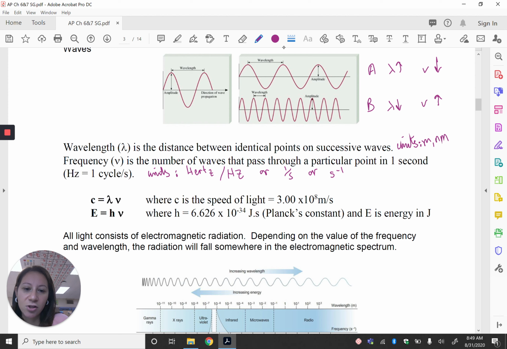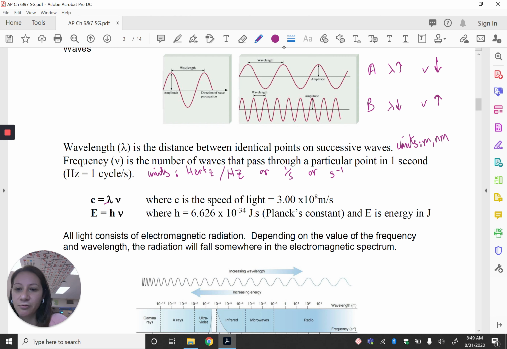This number is given to you on your green sheets, on your reference sheets to use on the exam. This equation is also given to you, so all you need to be able to do is plug and chug. Just be cautious though, when you use this speed of light, it's in meters per second, so again the wavelength in here should be in meters, not nanometers. A lot of times I'll give it to you in nanometers, you just have to convert.